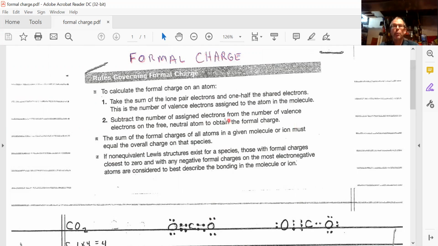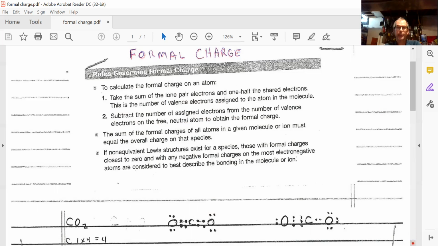Here's how, when we have two viable structures, to predict the one that would be preferred. First off, you have to use formal charge to do this. You take the sum of the lone pair electrons and half of the shared electrons, and that's the number of valence electrons assigned to that atom. Then subtract that number from the number of valence electrons on the free neutral atom, which you get by looking at the periodic table and seeing what family it's in. So let's just show that in action.